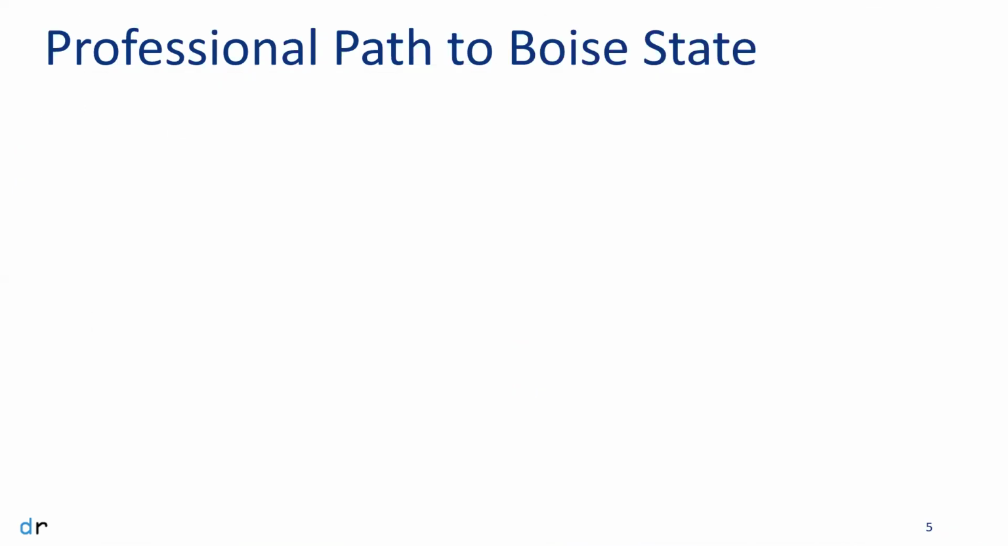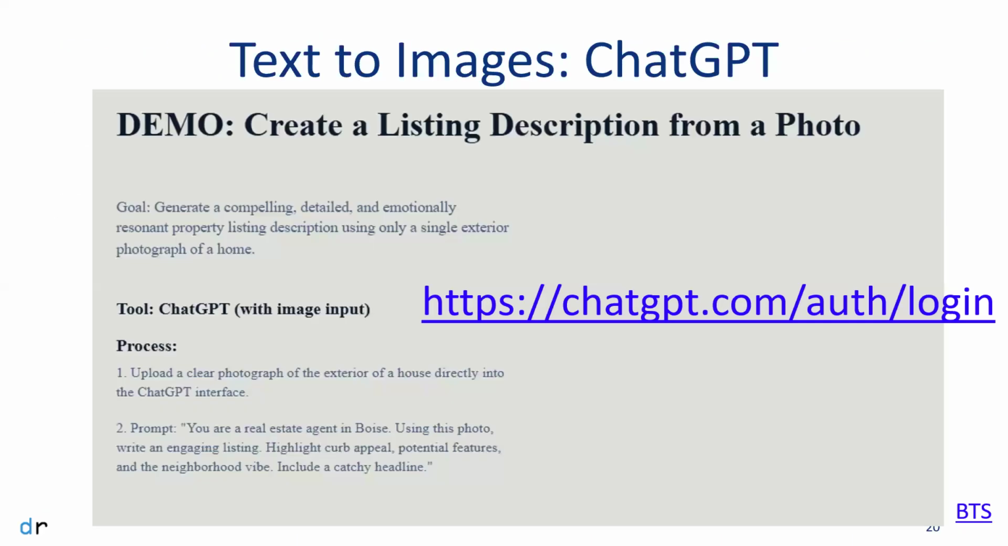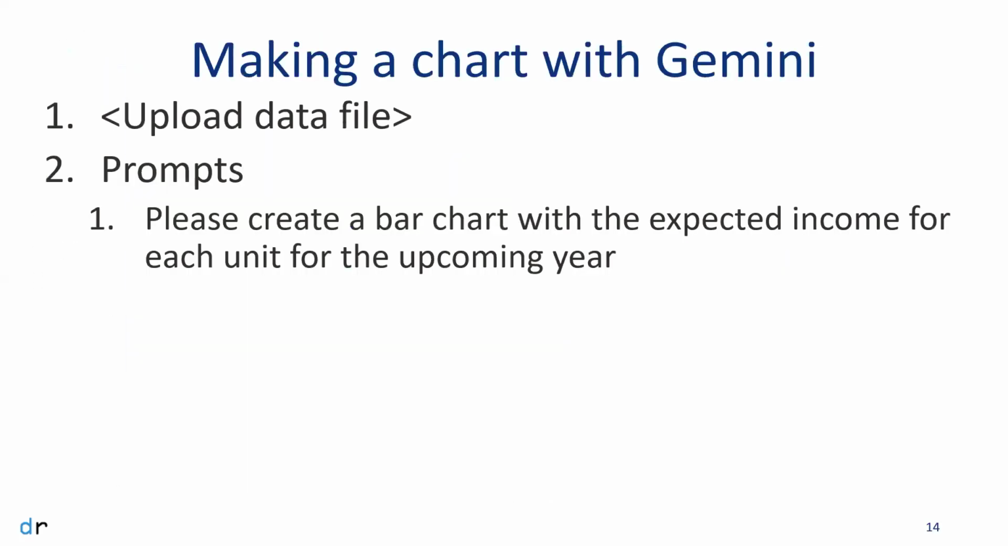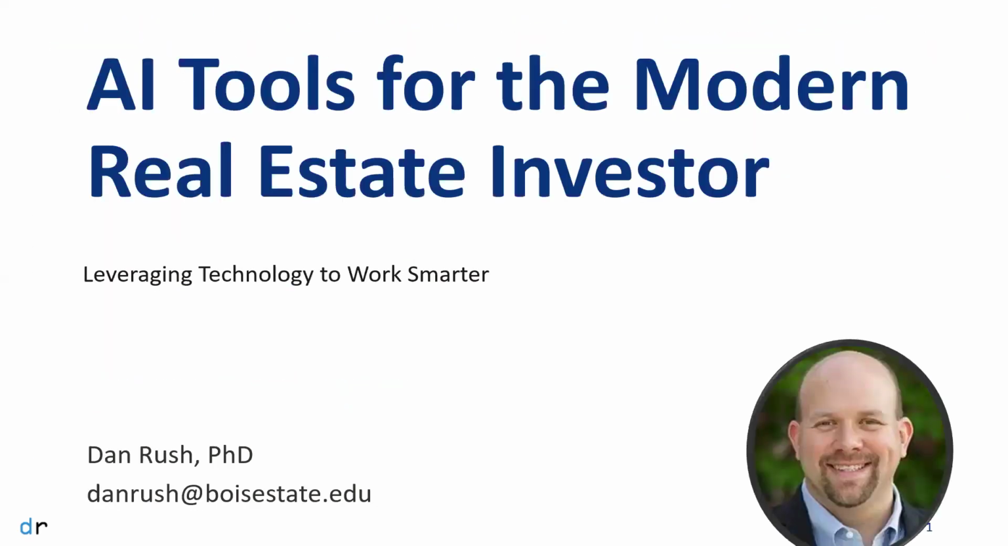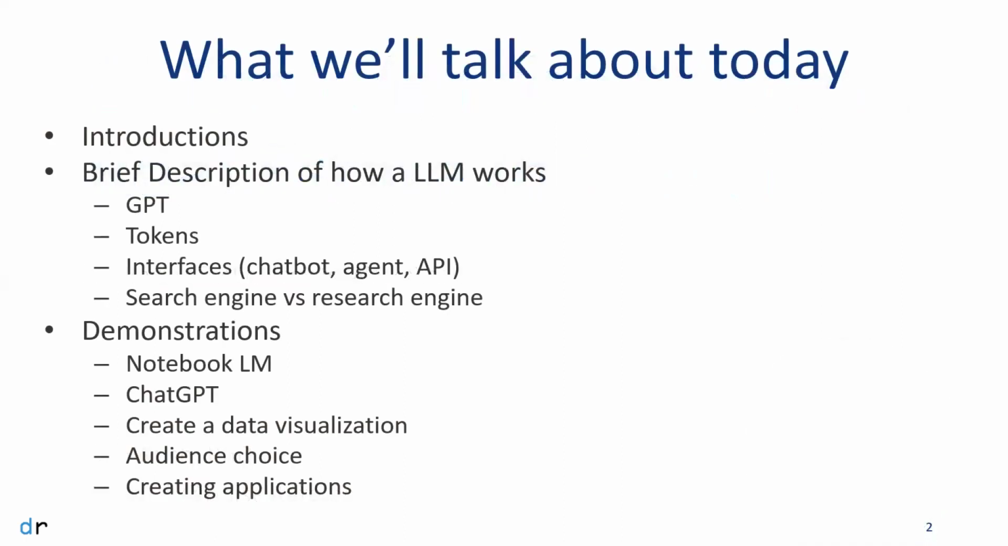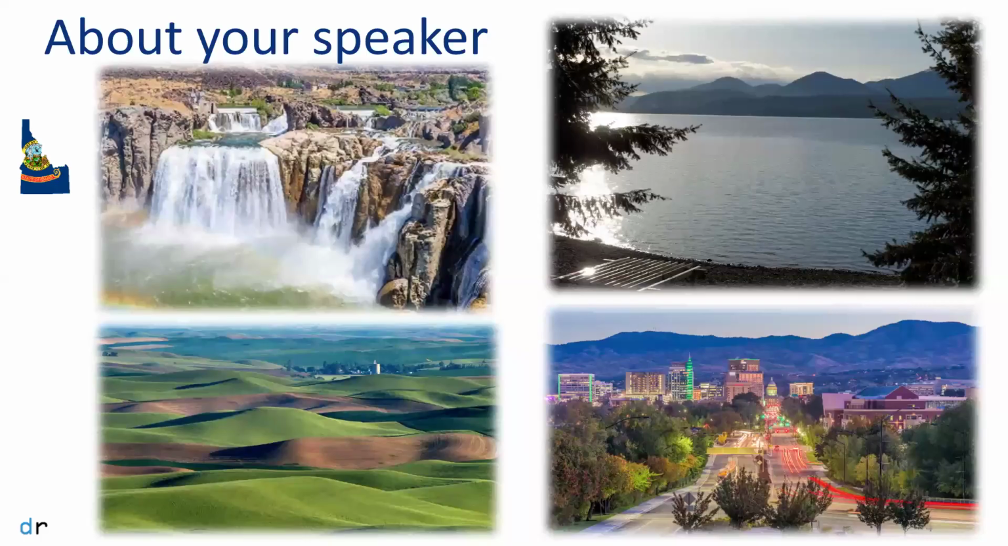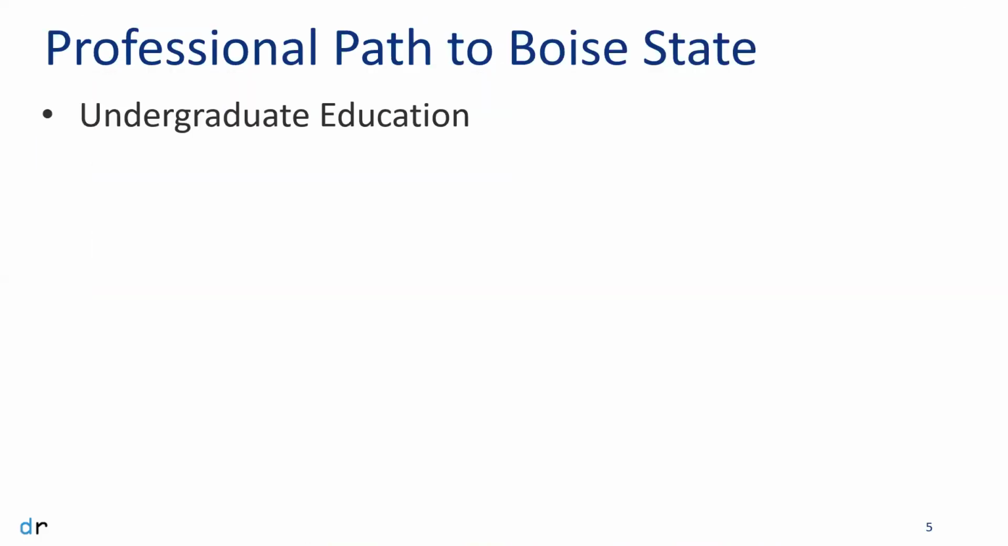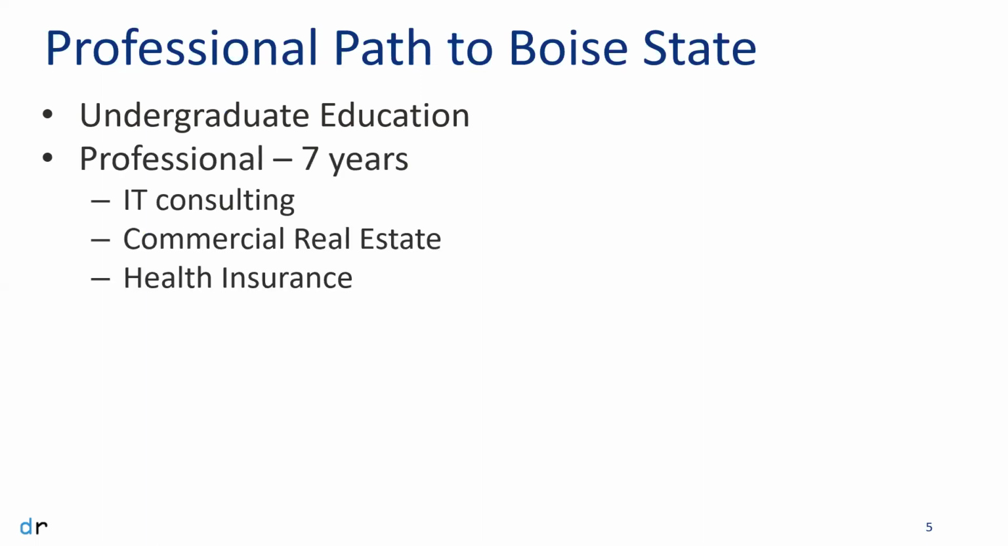How did I get to Boise State? As I mentioned, okay, first tech fail. I somehow went all the way to the end of the presentation with one click. Go back. There we go. So undergraduate education at the University of Idaho, third generation Vandal.